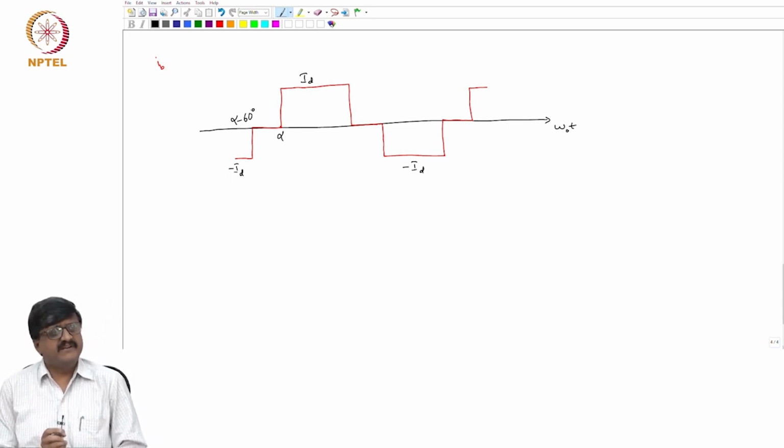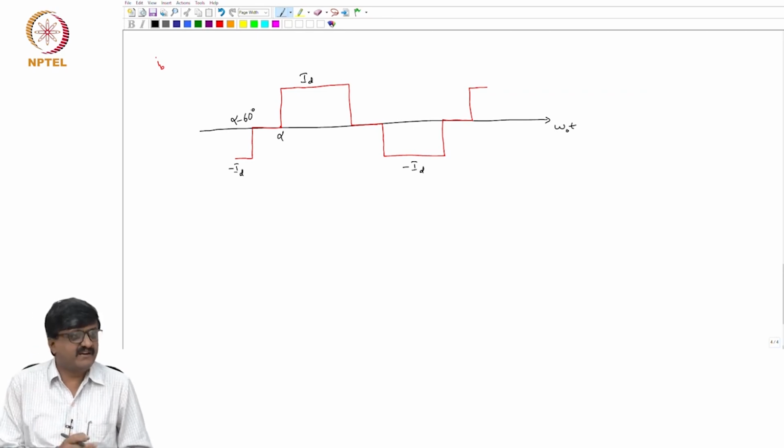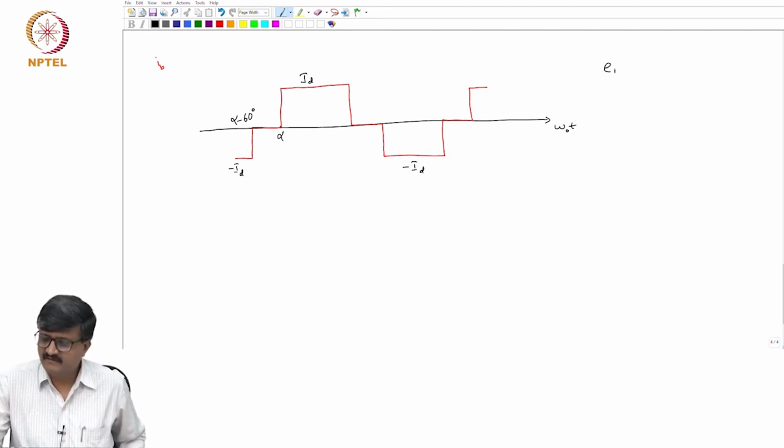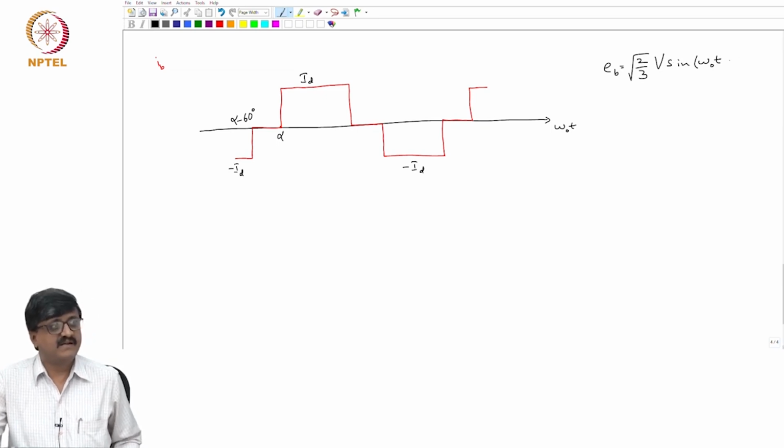Now, this IB is the current that is flowing through the voltage source EB. See, we have a 3-phase voltage source connected in Y or star on the AC side. So, IB is the current flowing through the voltage source with voltage EB. So, what is the expression for EB? EB is root 2 by 3 V sin omega OT. What is the expression? See, we have been using one particular expression, that is sin omega OT plus 30 degrees.